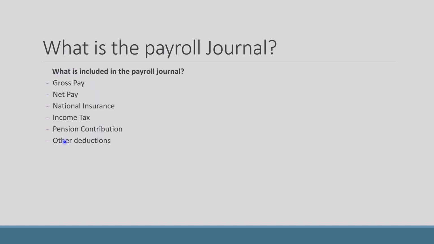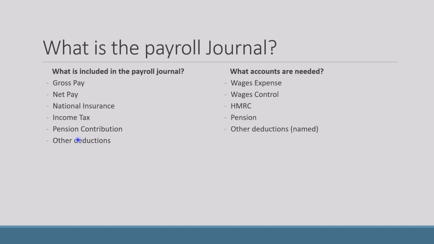So when we know what's included, let's have a look at the accounts that we're going to need in order to draw our journal up. We're going to need a wages expense account, a wages control account, HMRC, pensions and other deductions. On the next slide, we're going to go through an example of how all of these are pulled together.